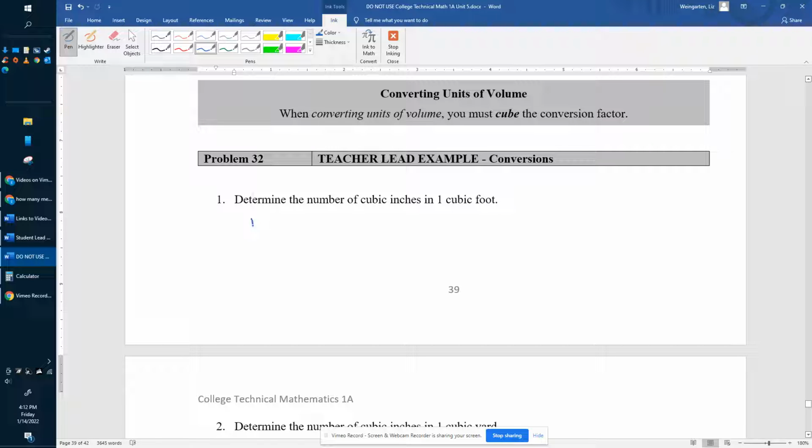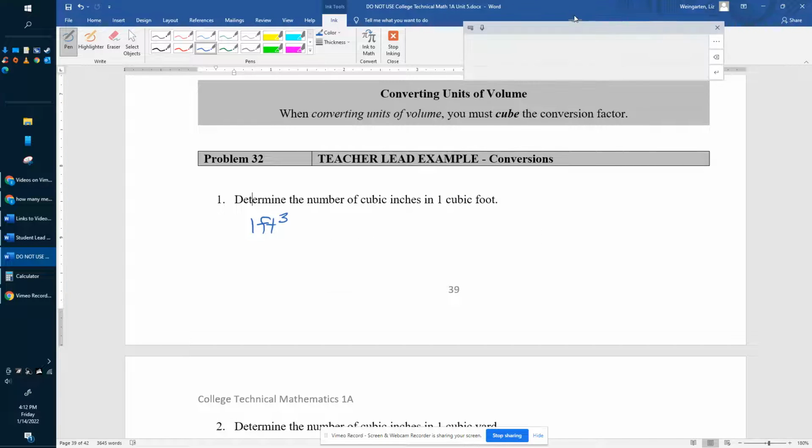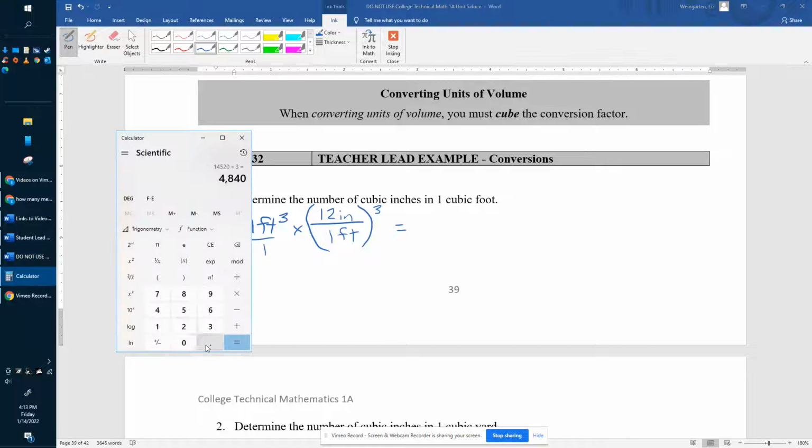So 1 cubic foot, talking volumes, times something over something, right? We're canceling out feet, so we need feet on the bottom, inches on the top. And now we're talking volume, so we have to cube this. So how many cubic inches are in 1 cubic foot?